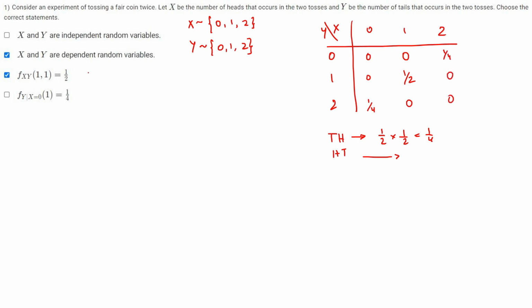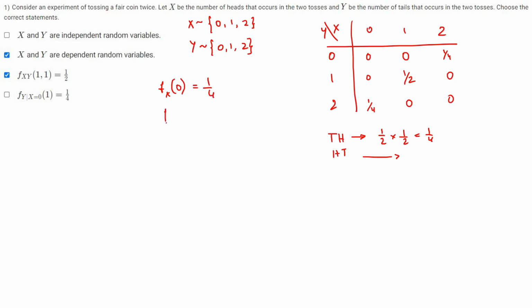Now, what are the questions they are asking us? They are asking, in the first option, to check the dependency, right? So what happens to the dependency here? How to check the dependency? Easy, we have, let's say, fx of, let's take any one, let's go with 0. Fx of 0 is nothing but, we have to sum this particular column, right? So what do we get? 0 plus 0 plus 1 by 4 is 1 by 4.